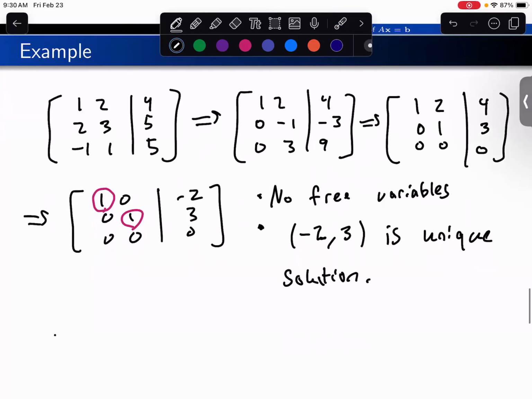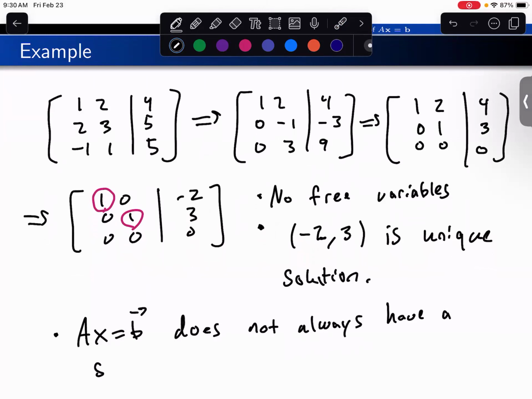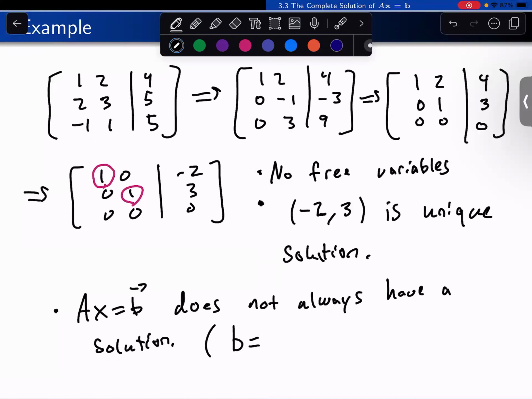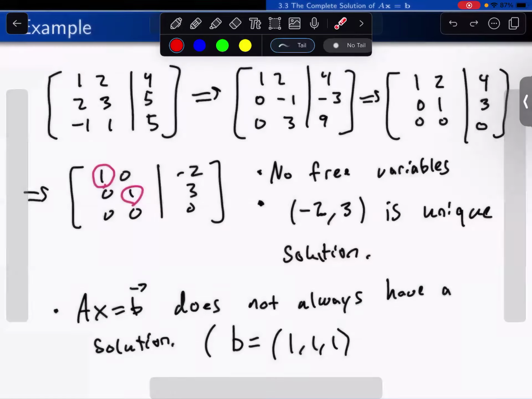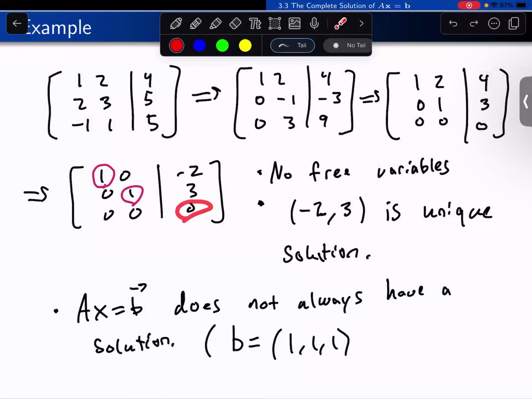And I guess one thing worth noting is that AX equals B doesn't always have a solution. It does in this case, but it won't always have one. For instance, what if B were equal to 1, 1, 1 or something like that? If B were equal to 1, 1, 1, you would end up getting a non-zero entry in the third component. So you would have a row of zeros, but then you would also have a non-zero entry here. So you would have no solutions.